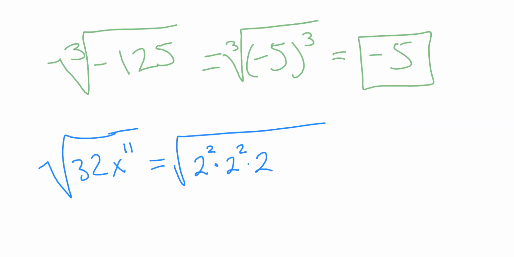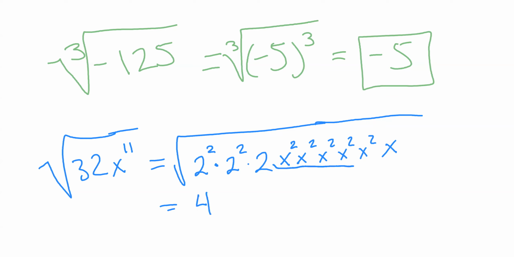And x to the 11th is going to have 5 of these x squareds and then a single x. Okay, so when we break these guys out, we're going to have 2 2s, which is 4, and then we're going to have 5 of these x's, but then the remaining 2 and x are stuck inside that radical.